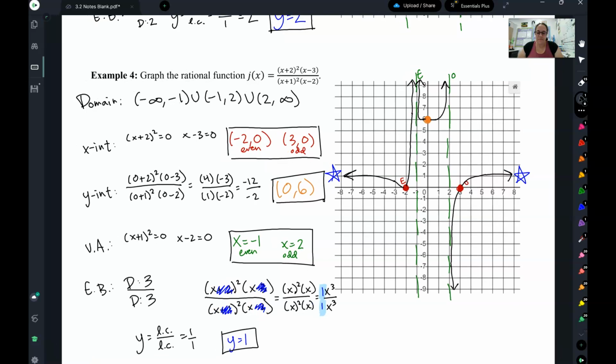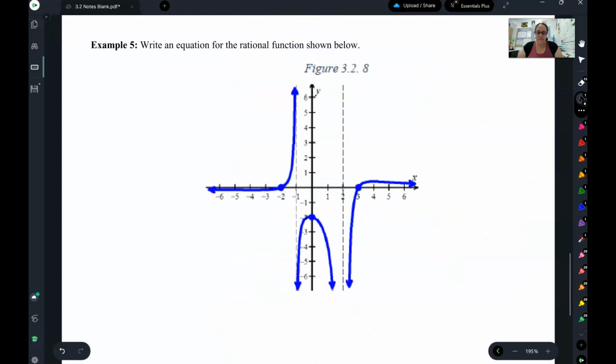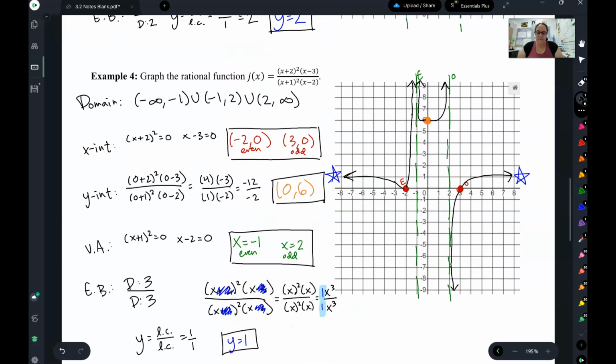So that is our last graphing example tonight. In the last video, we're going to practice going backwards, where I'm going to give you a graph and we're going to come up with the equation for that graph together.